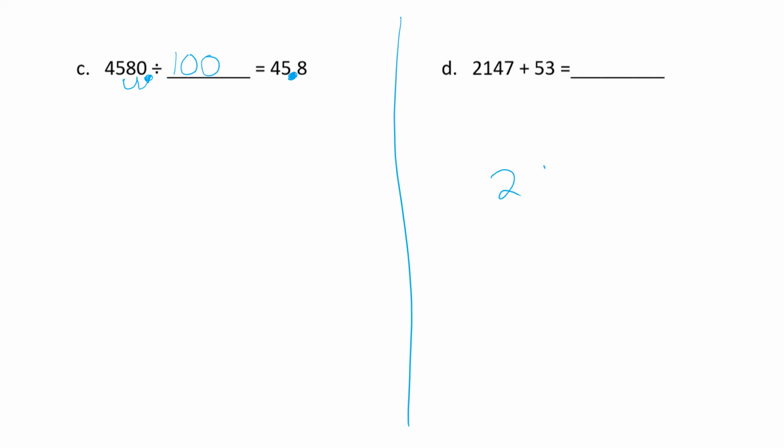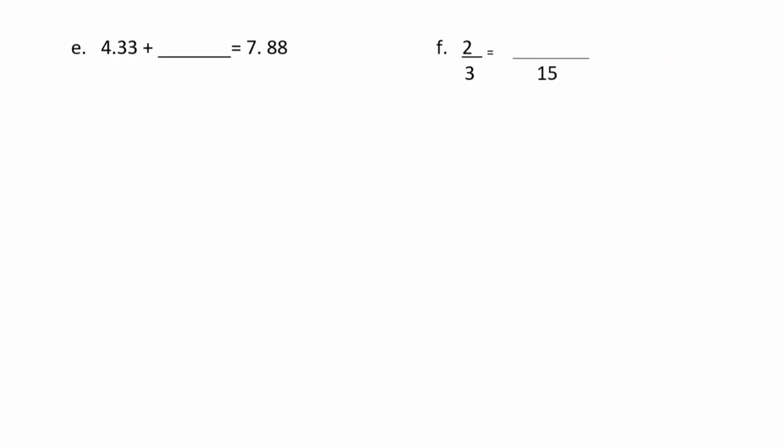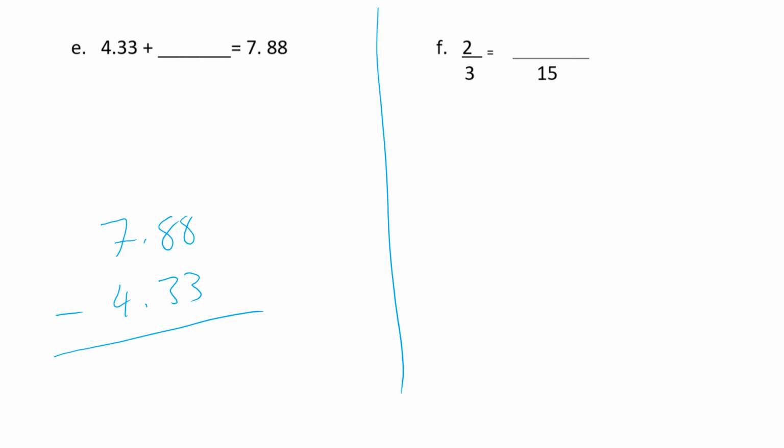Part D, so 2,147 plus 53. So 3 and 7 is 10, 5 plus 5 is again 10, 2, 2, so that's going to be 2,200. If I look at part E now, I've got 7.88. If I subtract 4.33 from that, I'm going to be able to figure out the answer. So 8 take away 3 is 5, 8 take away 3 is 5, and 7 take away 4 is 3, and I'm going to leave my decimal point where it is, so that's going to be 3.55.